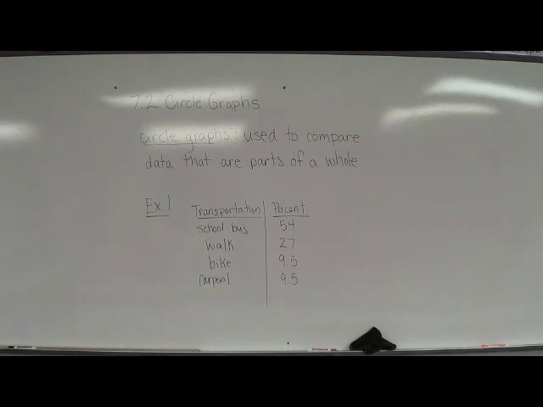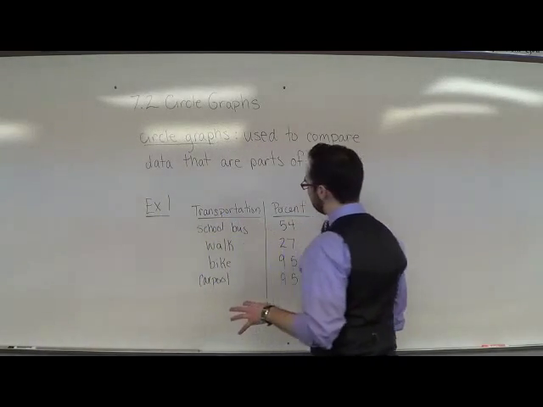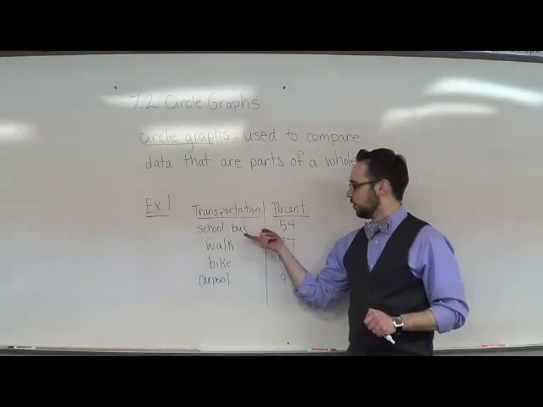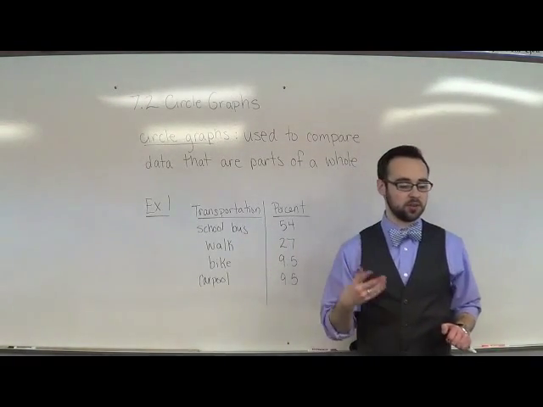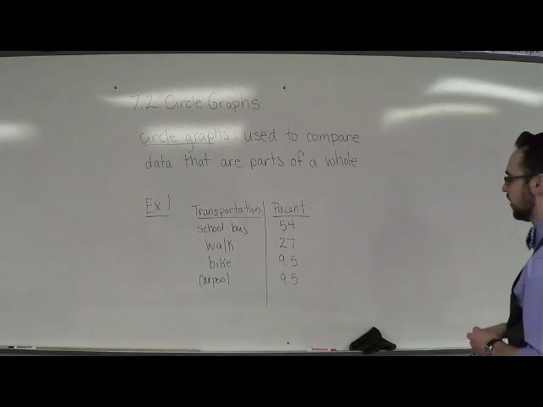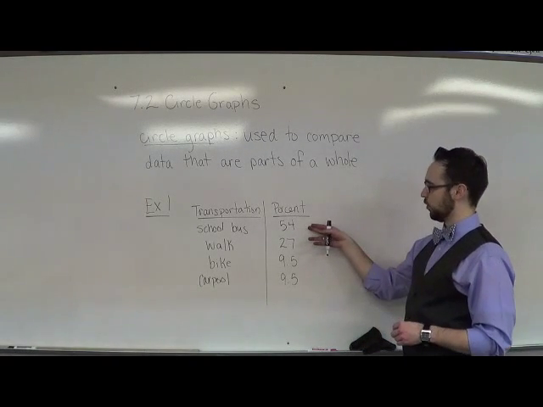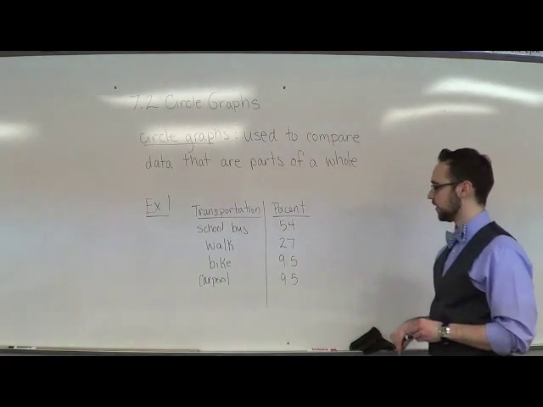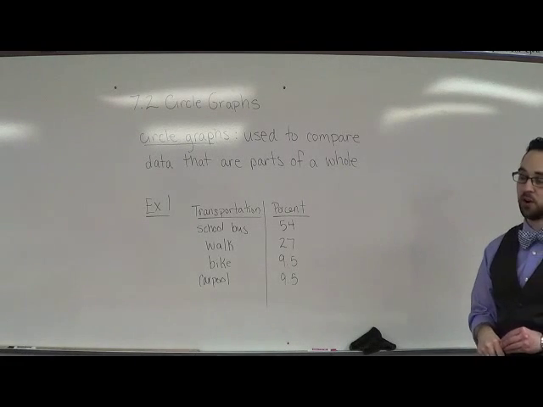So the formal definition of a circle graph is just a graph that's used to compare data that are parts of a whole. We're going to look at our first example here, where there's this table. Make sure you copy down the table. It compares modes of transportation, the way the kids get to school. They use the example of Adams Middle School, where kids were surveyed, and these are the percentages. 54% use the school bus, 27% walk, 9.5% bike, and 9.5% carpool.